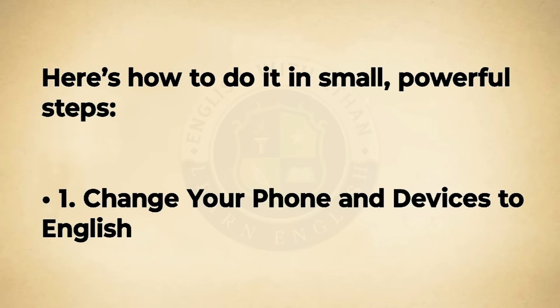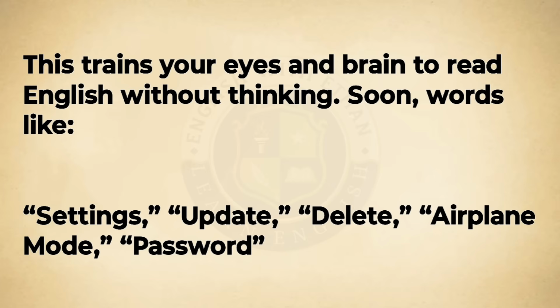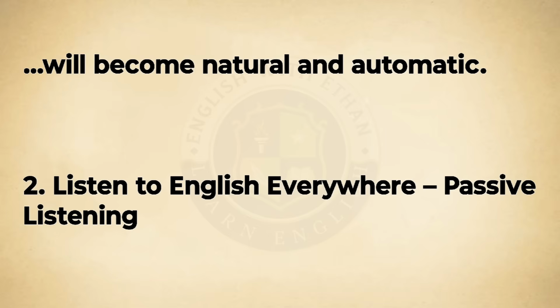1. Change your phone and devices to English. Your phone is with you all day. By changing its language to English, you see English notifications. You read English settings. You click on English buttons. This trains your eyes and brain to read English without thinking. Soon, words like settings, update, delete, airplane mode, password will become natural and automatic.